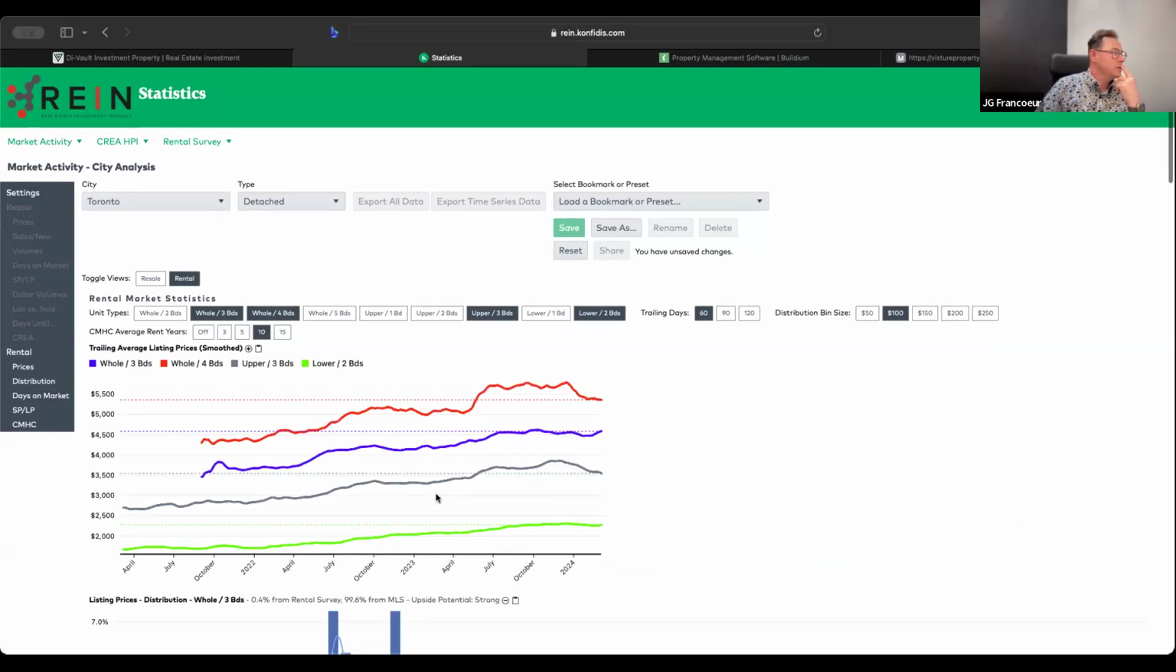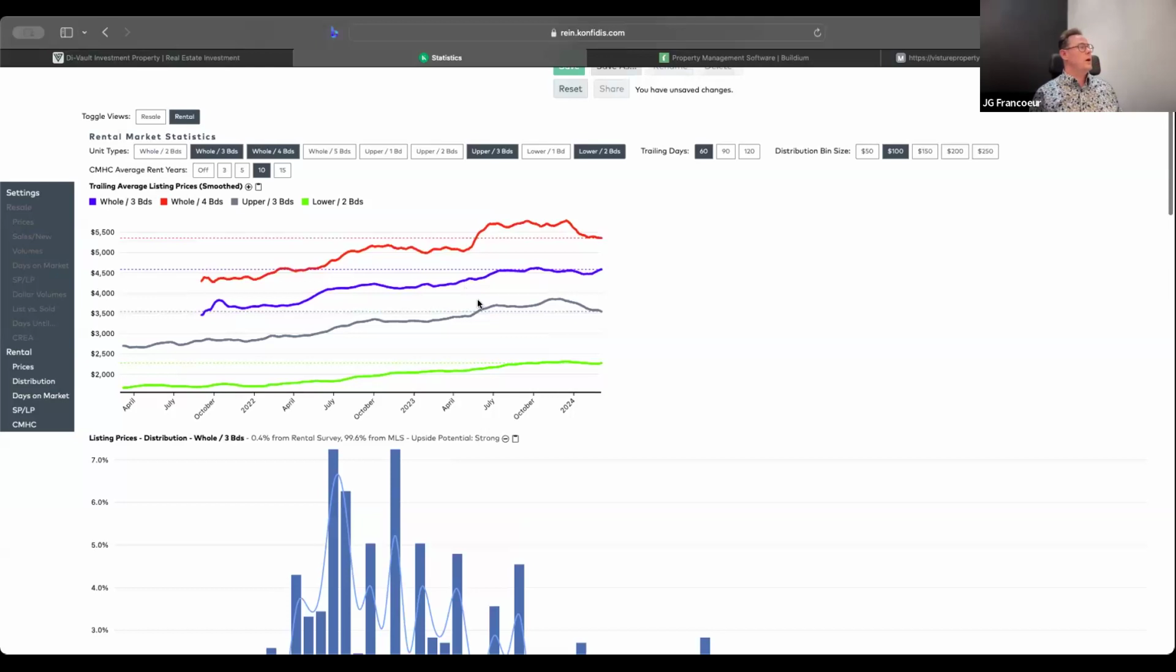Okay, let me just minimize that. So Toronto: 4-bedroom homes trending down, 3 bedrooms trending up. Kenora, Windsor, okay, I'll do that last weekend. 3 bedrooms trending down, 2 bedrooms flat.